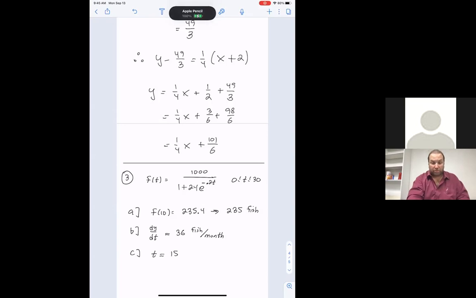One second. Okay, actually, it looks closer to 16. So I'm going to say t is approximately 16 months, as a slightly better approximation.